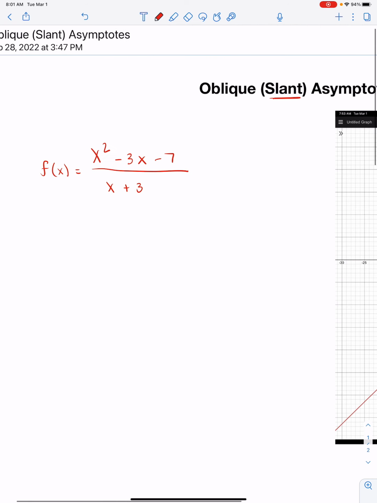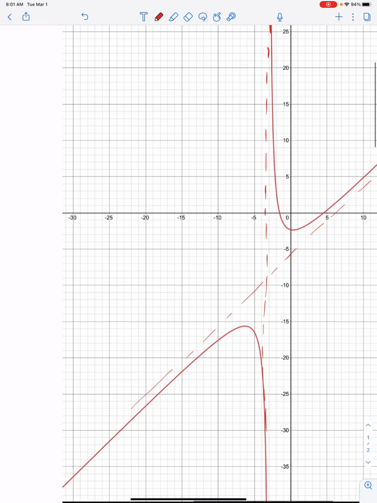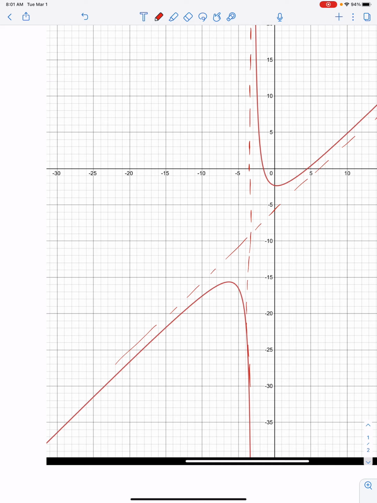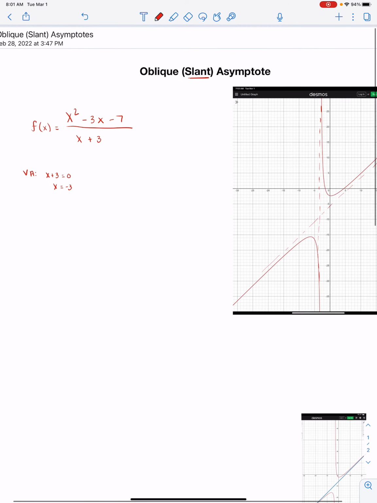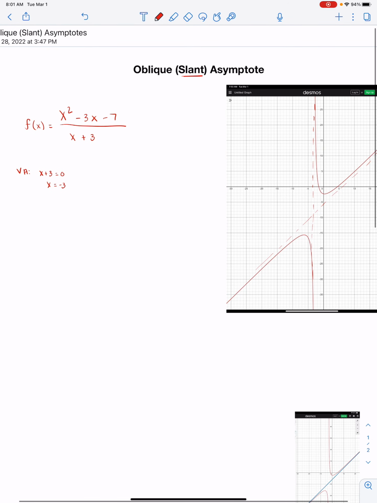So if we come back to the equation, in order to find the vertical asymptote, we have to factor our situation and make sure there's no holes first. So two numbers that multiply to -7 and add to -3, there are none, so there's no holes. So our vertical asymptote is just x plus 3 equals 0. So x equals -3. So we should have a vertical asymptote at x equals -3, which is about where I drew it, okay?